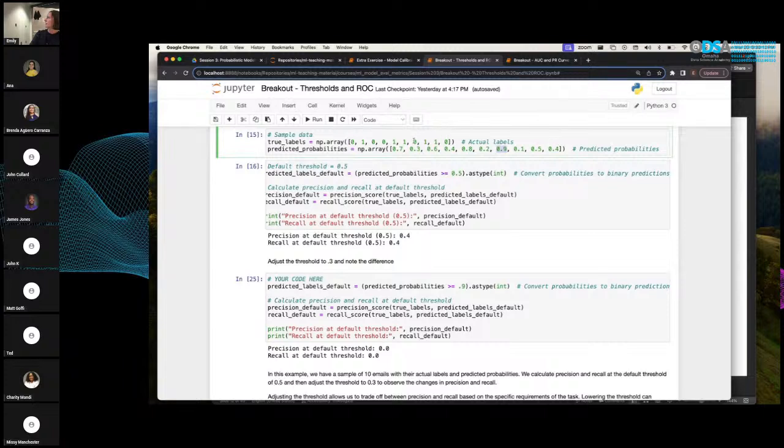As John said, if we map this back to the actual true labels, 1, 2, 3, 4, that was actually a 0. So that was not a correct probability prediction. It was highly confident and it was wrong. Because of that, we have a precision of 0. We had one example where we predicted it. The prediction was 0.9, so we said it was a 1, but it was in fact a 0, so we were incorrect.